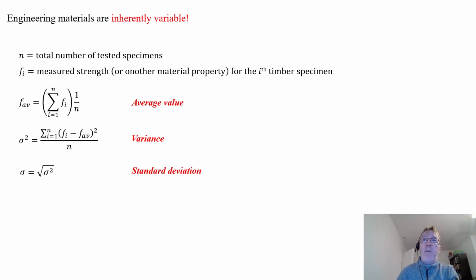Okay, a recap on last week. Engineering materials are inherently variable, and we catalog that by calculating the standard deviation. This is the notation of how we calculate it: we get the average, we get the variance, then we get the standard deviation from that.